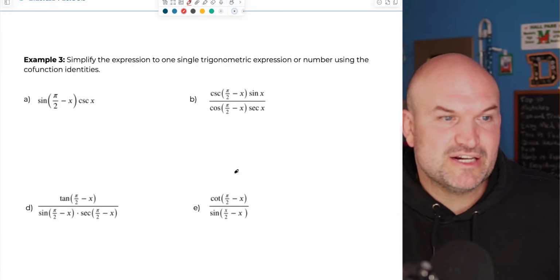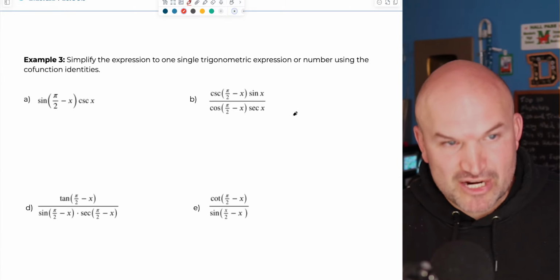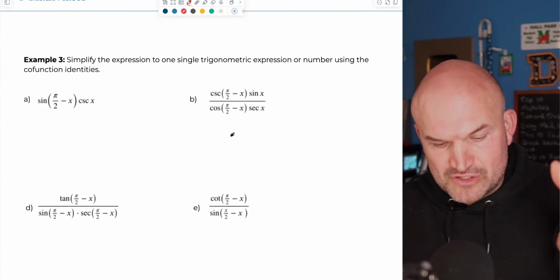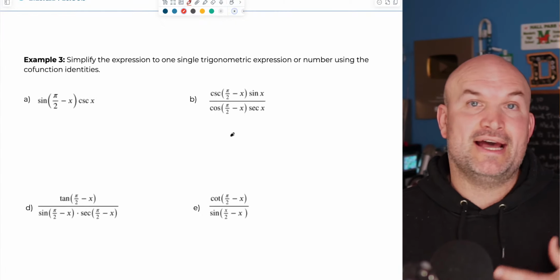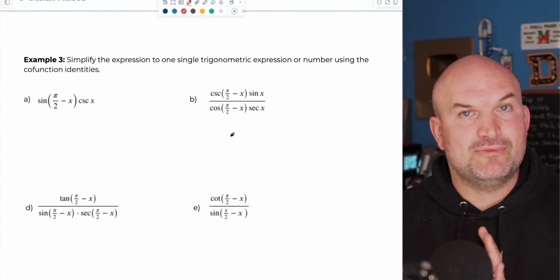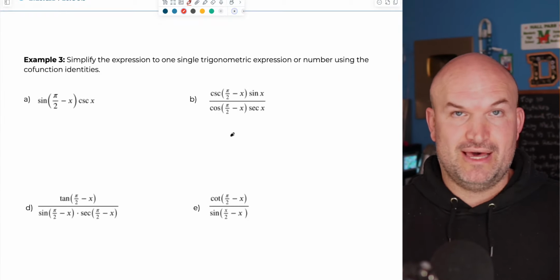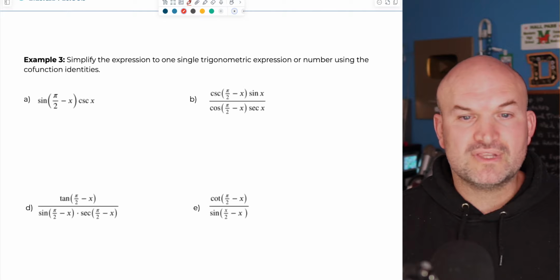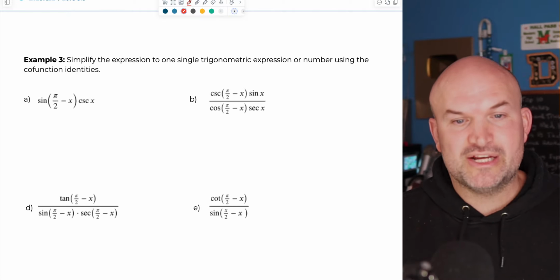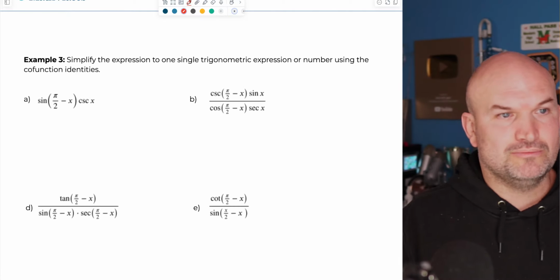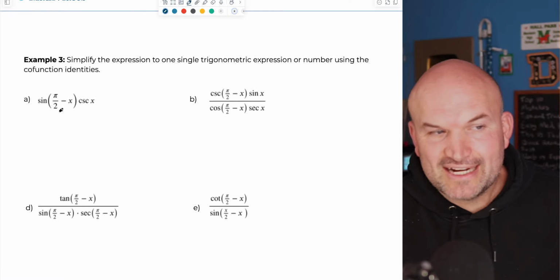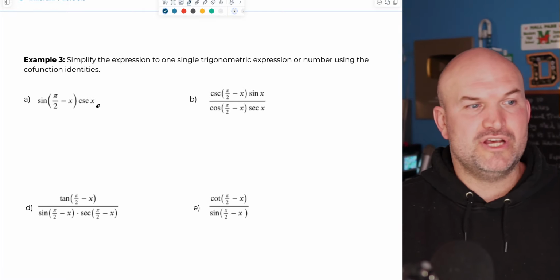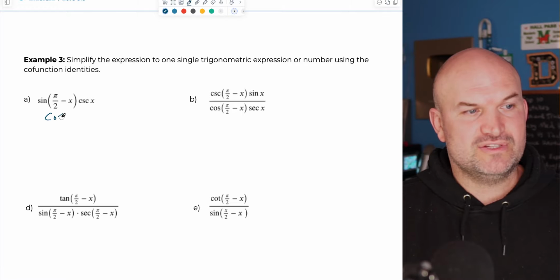All right, simplify the expressions to one trigonometric expression or number using the cofunction identity. So again, remember, whatever graphs look the same, those are the ones that are going to be similar. Sine is the same graph as cosine. The transformations go between them. Cosecant and secant, the transformations go between them. Tangent and cotangent, the transformations are going to go between them. So whenever I see sine of pi half minus x, ding, ding, ding, I'm thinking cofunction identities. So this is going to equal the cosine of x.